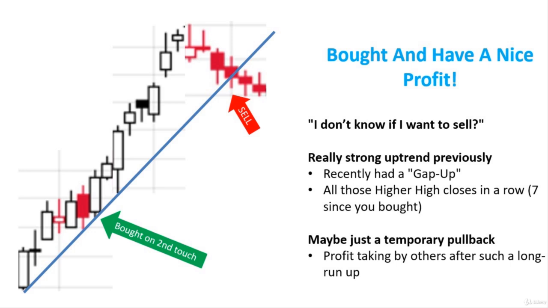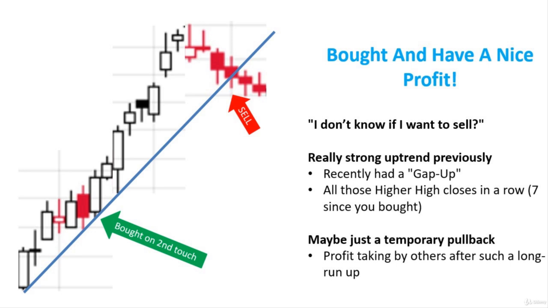So you had a gap up. And then you also see all these higher highs. We have these high closes all in a row, 7 of them since you bought: 1, 2, 3, 4, 5, 6, 7. Since you bought, it kept going up 7 straight times. So that's good too. But now there's this temporary pullback, or maybe it's a temporary pullback, you don't know, but you reach that peak, and then the prices start going red, the candlesticks go red, and it starts to go down and crosses that trend line.